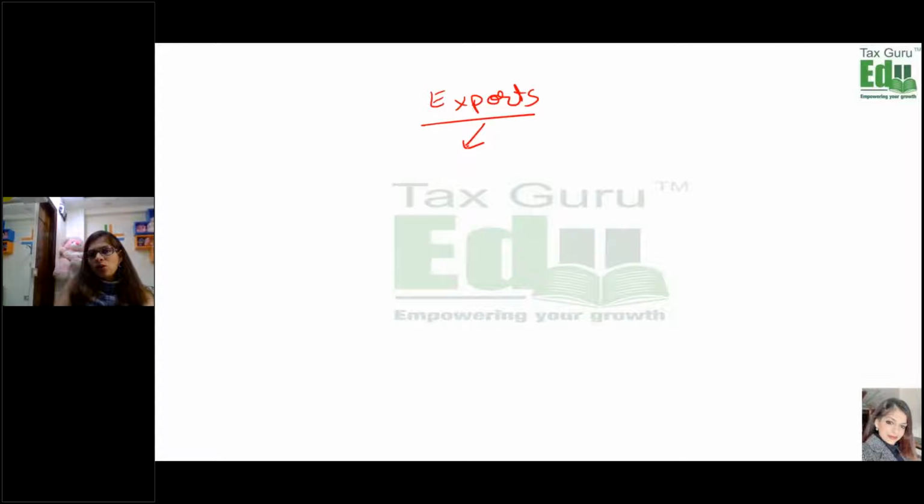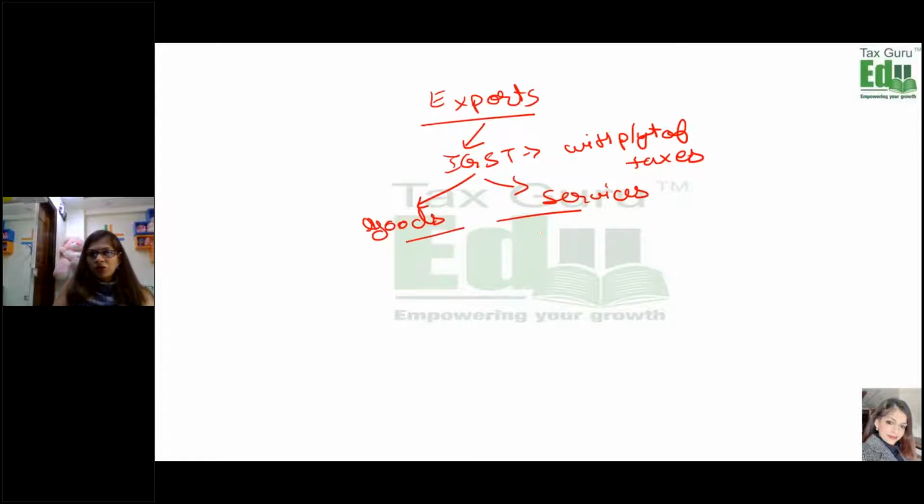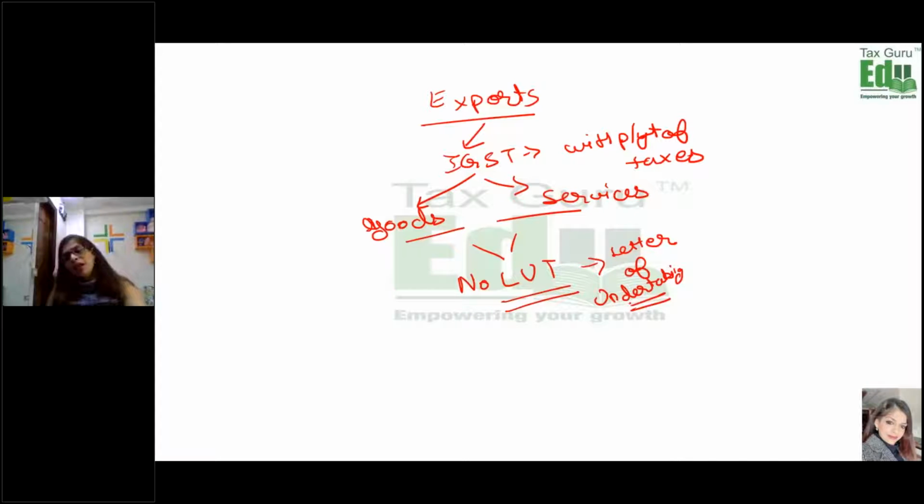tell me which GST will go? IGST, CGST, SGST. What am I going to charge if I'm doing it with payment of taxes? Yes. So everyone has come with the correct answer, that is IGST. If I'm doing it with payment of taxes, I'm going to pay IGST. So there are goods and there are services which you can export. So if I don't have an LUT, letter of undertaking, this is a document prescribed by the government of India, that if you apply for a letter of undertaking and you have it, then I will not ask you to pay taxes on your exports.